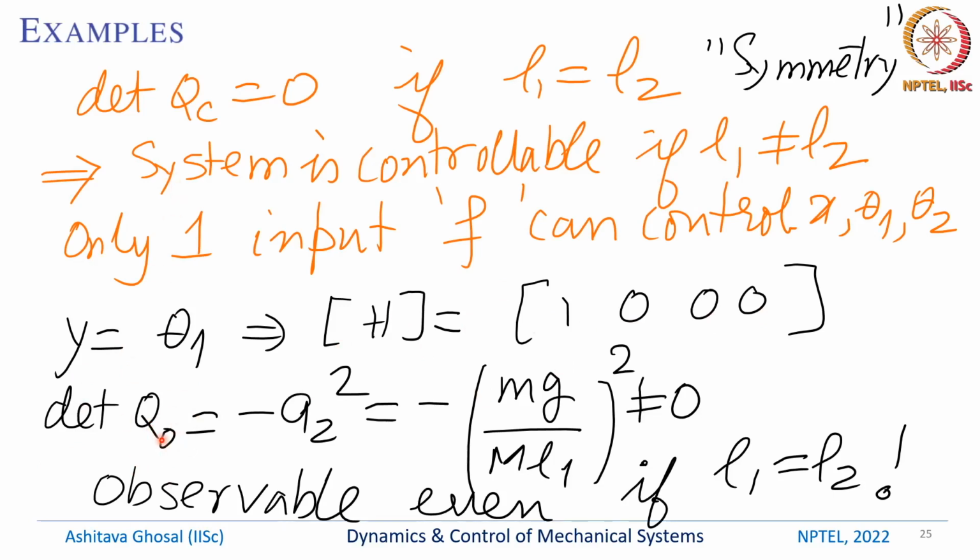QO is H transpose, then F transpose H transpose, and so on, and we will get it as minus A2 square, which is minus (mg divided by capital M L1) whole square. This is never going to be equal to 0. g is positive, m is positive, none of the elements are 0. So the really interesting part of the story is the following. If L1 were equal to L2, it is not controllable, but it is observable. Okay, because we don't have any condition under which this observability matrix is singular, or the determinant of the observability matrix is 0.